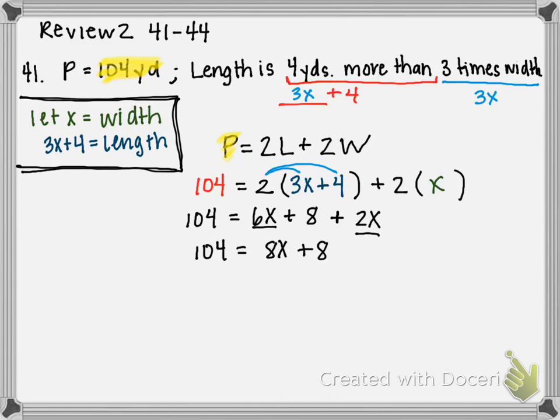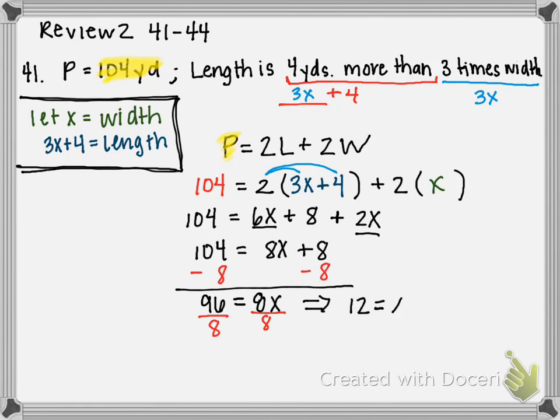So our x's are all together here on the right side. So we need to get rid of our 8. So we can do minus 8, minus 8. And that's going to leave us with 96 equals 8x. So we're almost there, but we need to get the x by itself. So to do that, we will have to divide both sides by 8. So here, 96 divided by 8 is 12, and it equals x.